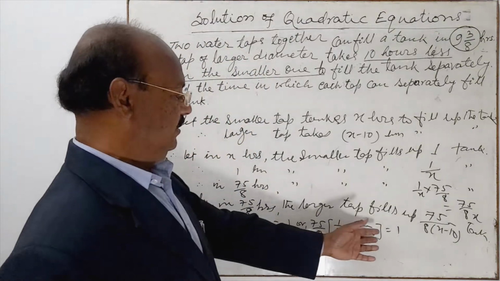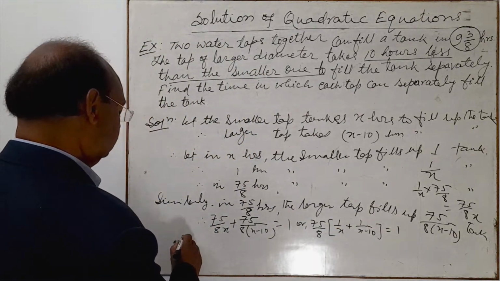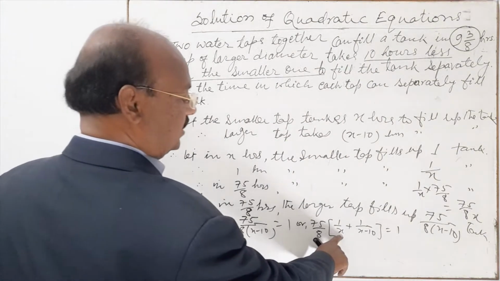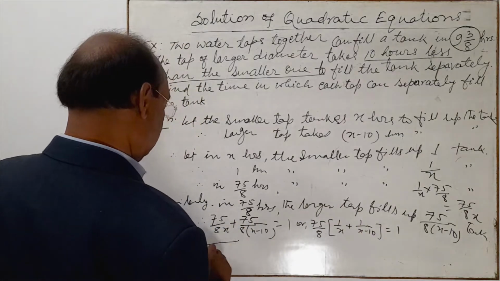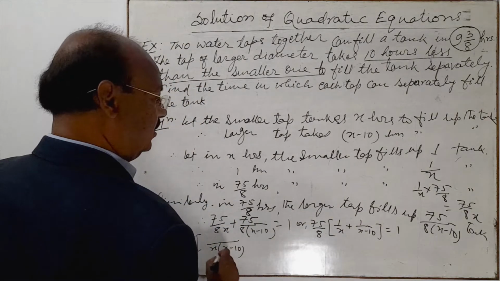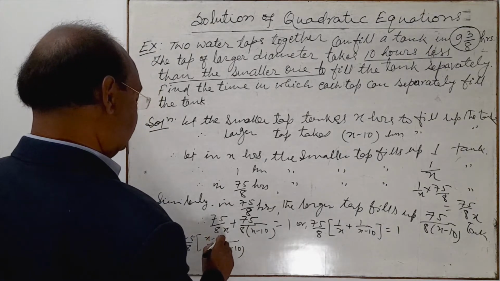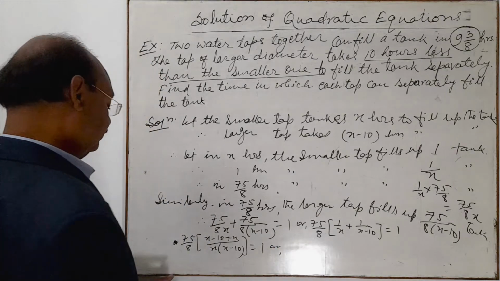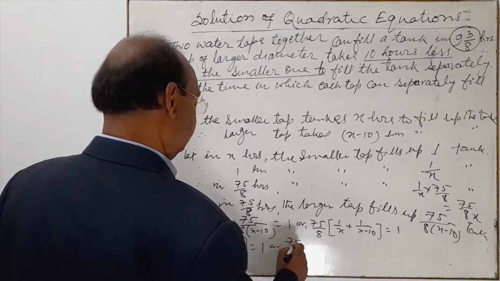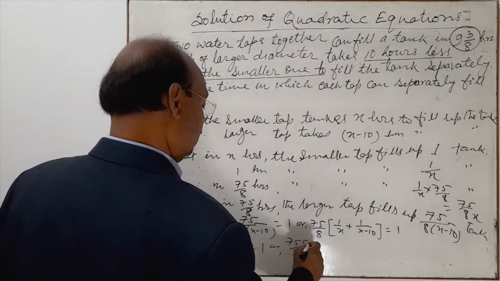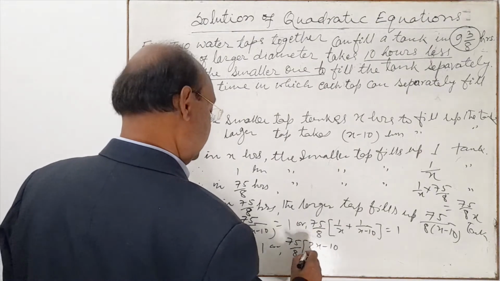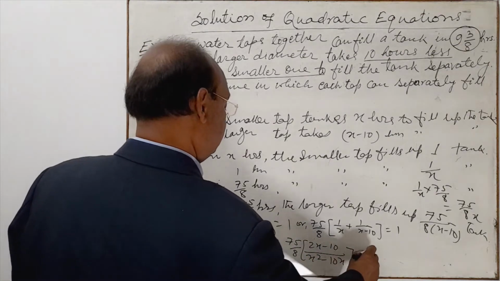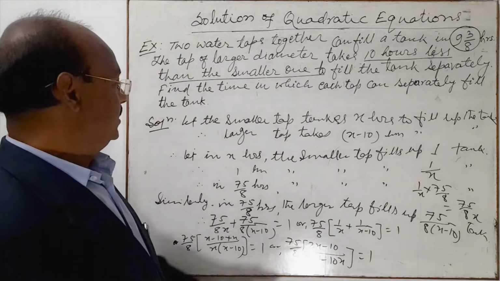Now let us further simplify it. 75 by 8 is common. You can take the LCM of the denominators. So X into X minus 10, and in the numerator you will write X minus 10 plus X. This is equal to 1. Or 75 by 8 into 2X minus 10 upon X square minus 10X is equal to 1. Now we will simplify it.